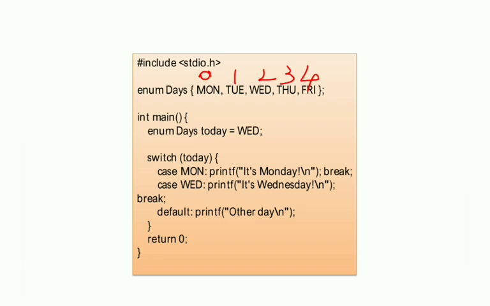So here enum days today equals Wednesday, so it will consider the integer value 2. Switch of today means it will switch on the today value, that is Wednesday. It will search all the cases, and here it matches the case Wednesday. So it will print "It's Wednesday" as the output for the given program. So we can use the enum in switch cases, if else and for loops.